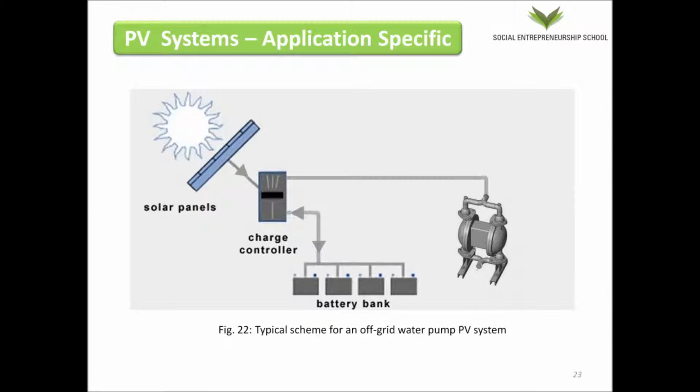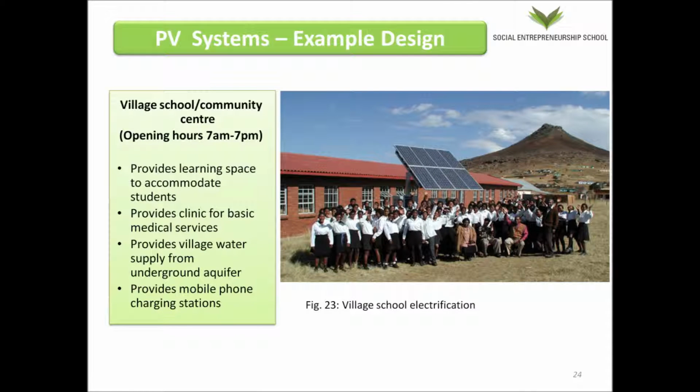Based on the water requirements of the application, a simpler version of this system would do away with both the charge controller and the battery bank, leaving the pump to be operated by the PV system directly when there is sufficient sunlight. The following few slides provide an example of the process of designing an off-grid PV system.